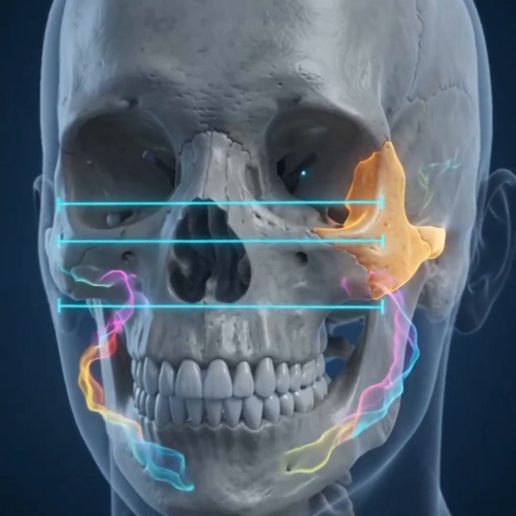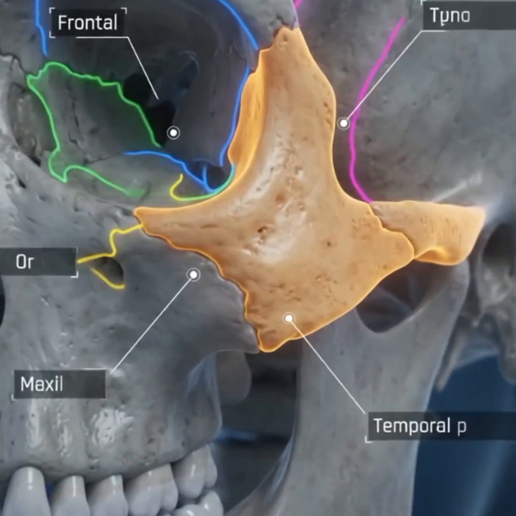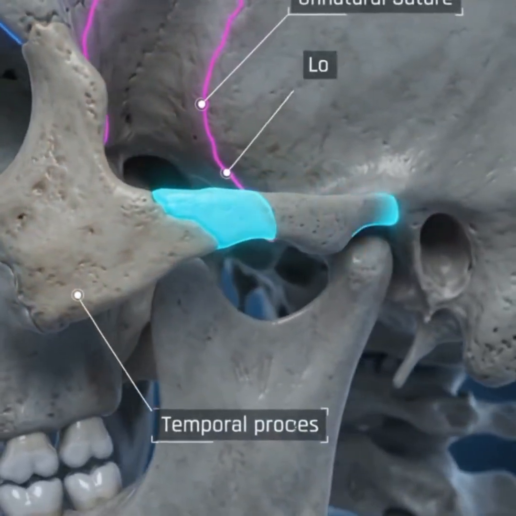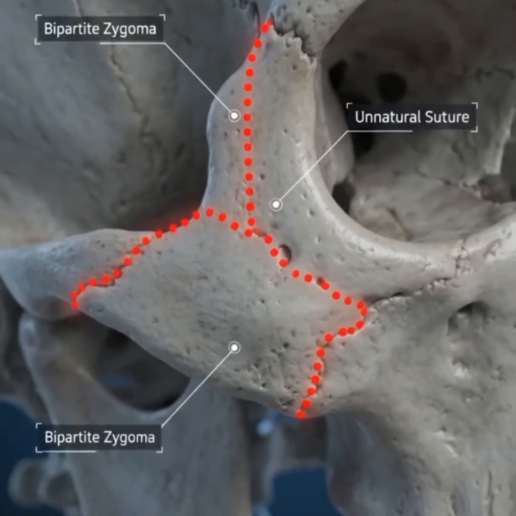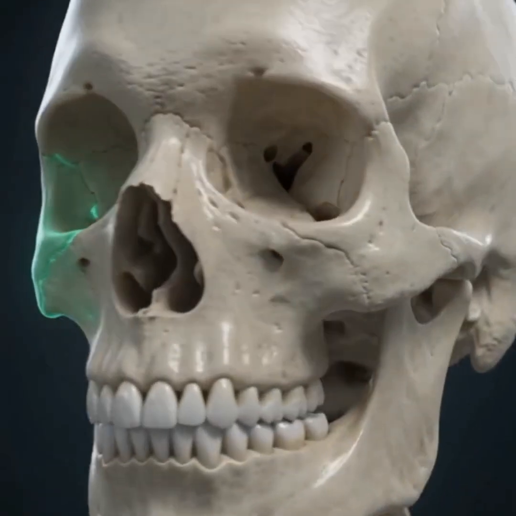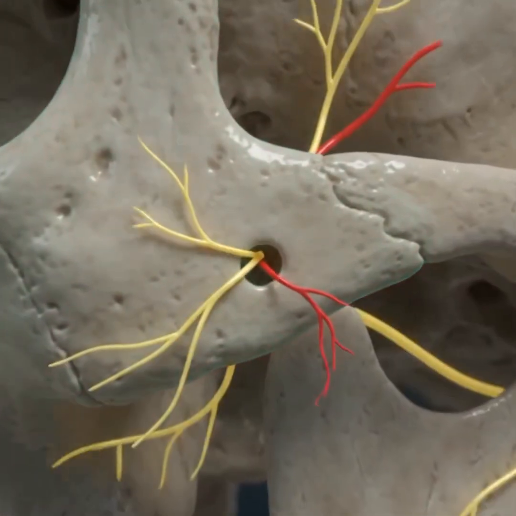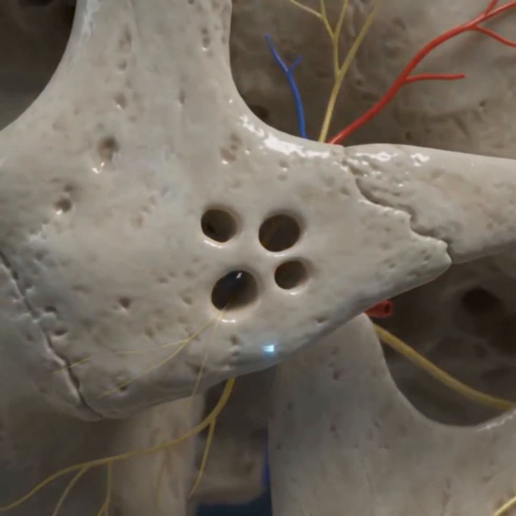The zygomatic bone is the paired cheekbone. It has 4 processes. The temporal process forms the zygomatic arch. It displays sutural variants, including a bipartite morphology. The mid-lateral surface contains the zygomaticofacial foramen. This opening is highly variable and can be double or absent.